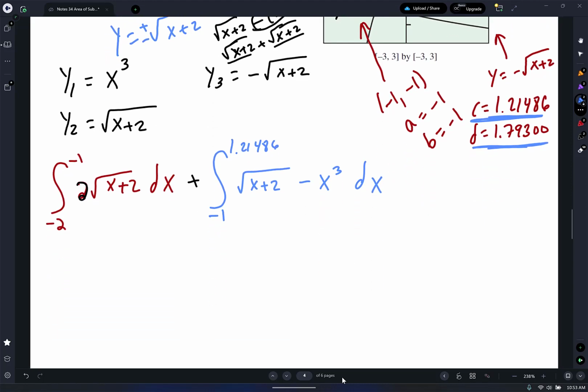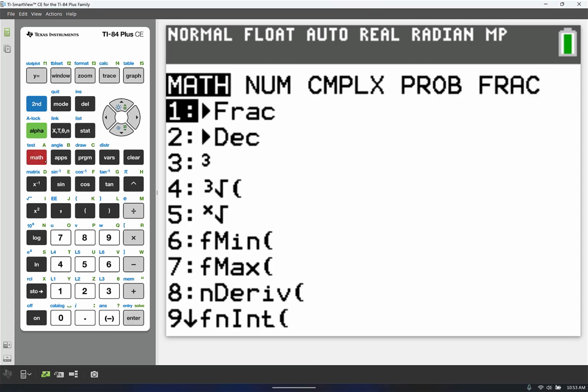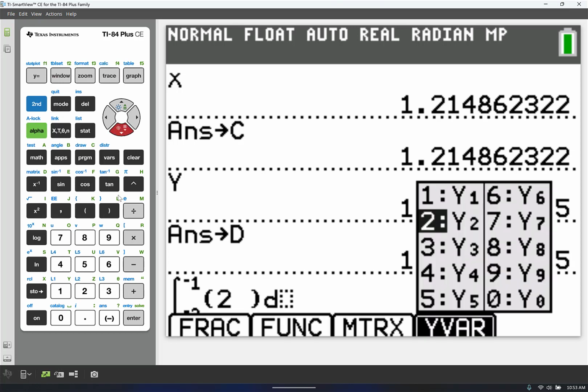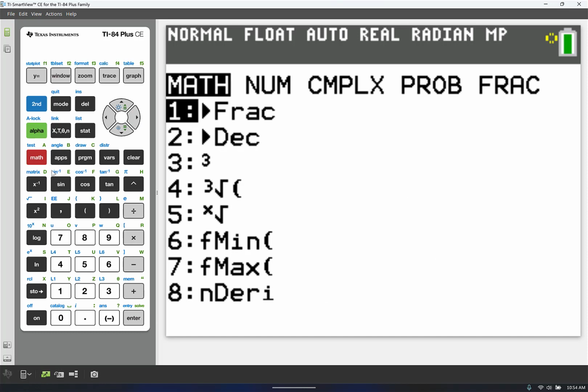So I take my calculator. So watch. Take the calculator. I'm going to go math, and I'm going to go number 9. -2 to -1. And I'm going to put 2. And I believe I have that stayed in y2, the square root of x plus whatever. y2. And I get out of there. X plus math. And I'll show you another way in case you don't like it. Just do upper minus lower.